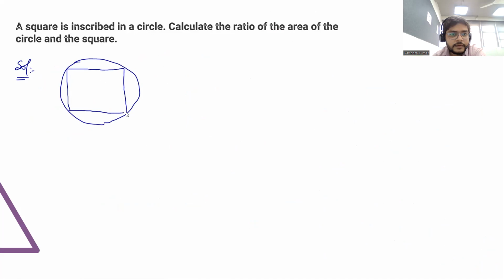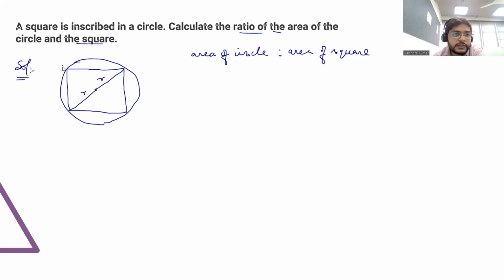Okay. So calculate the ratio of area of circle to the square. So we have to find the area of circle to the area of square, right? So basically, area of circle ratio area of square. We need to find it out, right? So let's say the radius is r here. So you can say this is r, and this is also r.